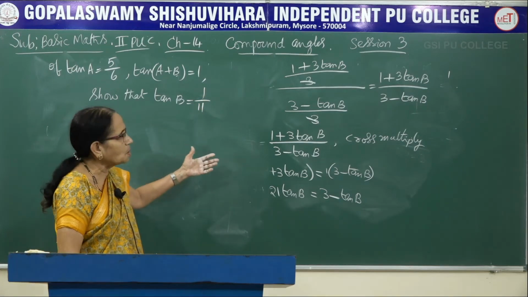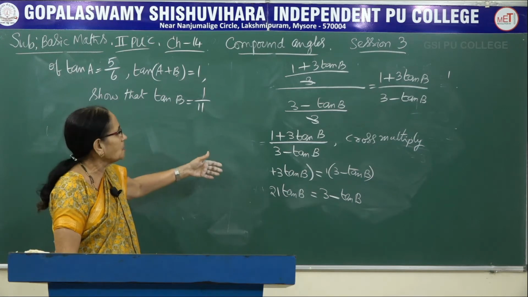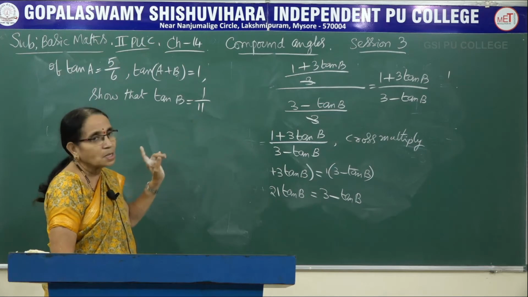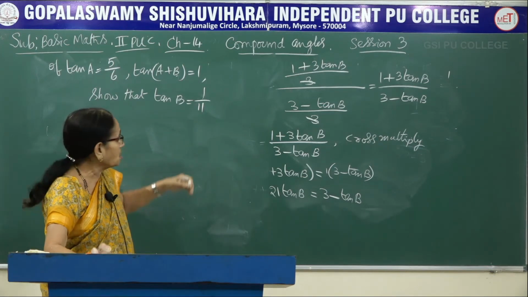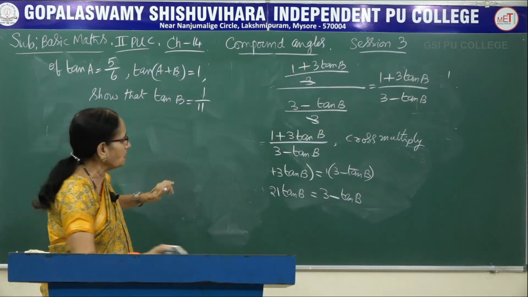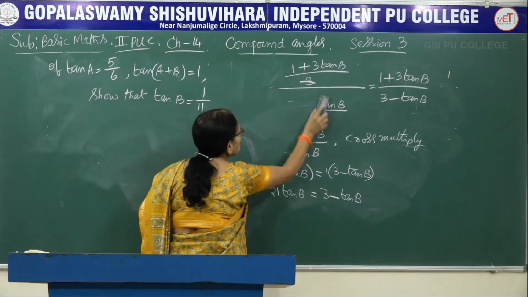In the previous problem also we did the same calculation, but it was unknown. We just calculated tan B. Here they are asking you to show that in the problem it is asking that you have to show that it is equal to 1 by 11. Now the same procedure.